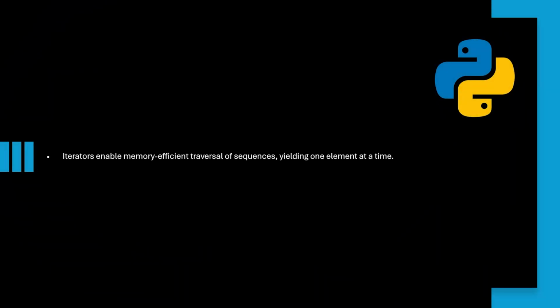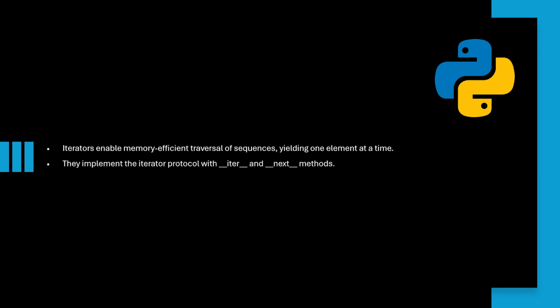Iterators enable memory-efficient traversal of sequences, yielding one element at a time. They are designed to traverse sequences like lists, strings, or custom data structures in a memory-friendly way by yielding just one element at a time, as our slide highlights. They implement the iterator protocol with the __iter__ and __next__ methods. The __iter__ method returns the iterator object, and the __next__ method provides the next value or signals completion with a StopIteration exception.